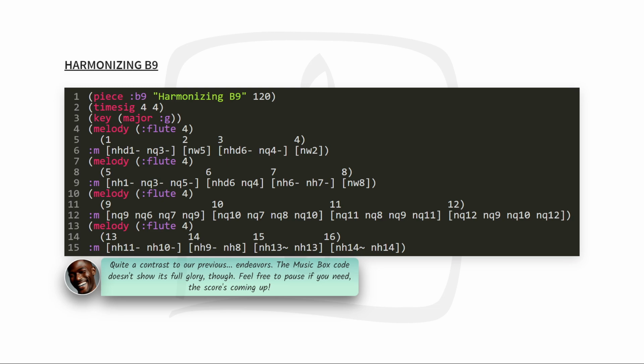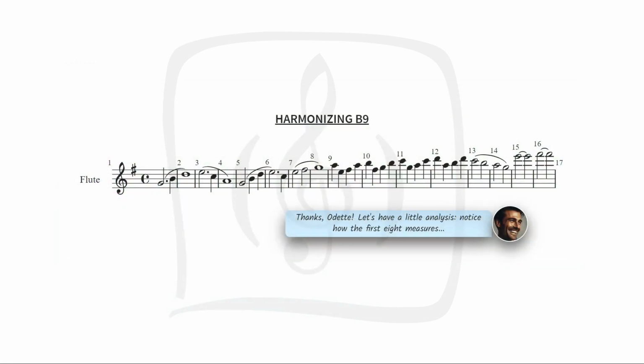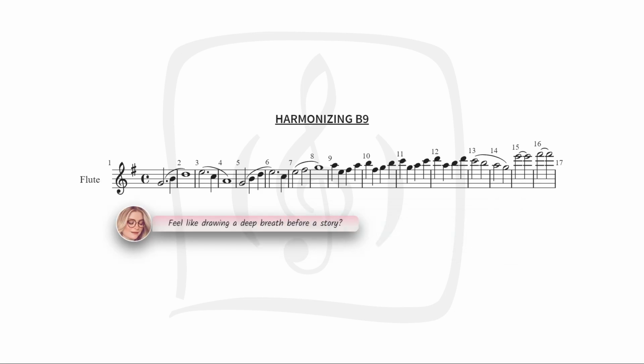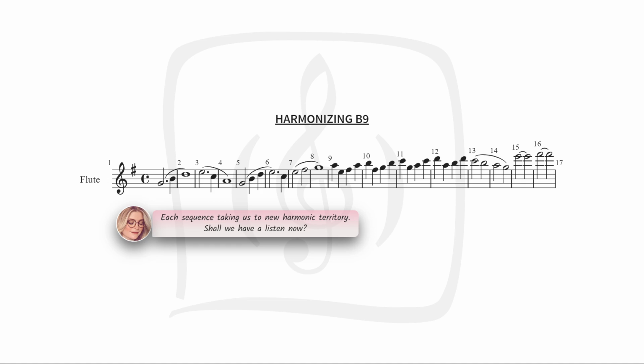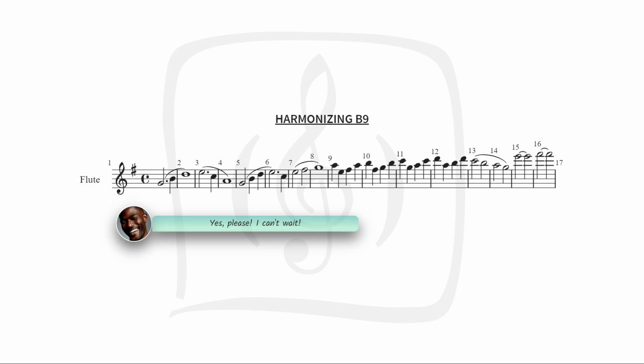The music box code doesn't show its full glory, though. Feel free to pause if you need, the score's coming up. Thanks, Odette. Let's have a little analysis. Notice how the first 8 measures feel like drawing a deep breath before a story. Minimal tension, just setting the scene. Like morning mist over still waters, but then comes that ascending sequence. Climbing higher and higher. The flute really gets to spread its wings here. Each sequence taking us to new harmonic territory. Shall we have a listen now? Yes, please. I can't wait.